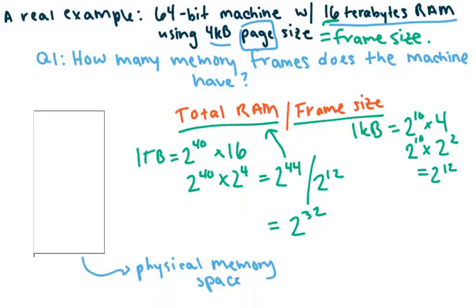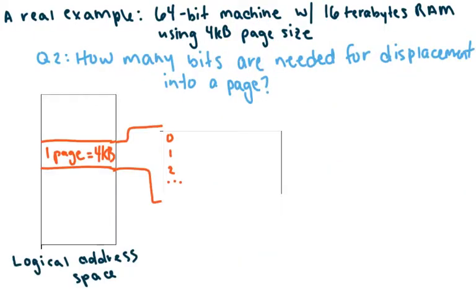All right, so this is the total number of frames that this machine has. If we divide all of our memory up into frames, this is the amount of frames that we have. Okay, so the next question I'm going to ask is, how many bits are needed for displacement into a page? Same system, same amount of RAM, same page size. So how many bits do we need for a displacement within a page?